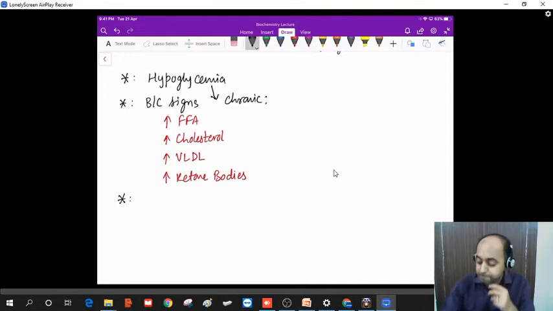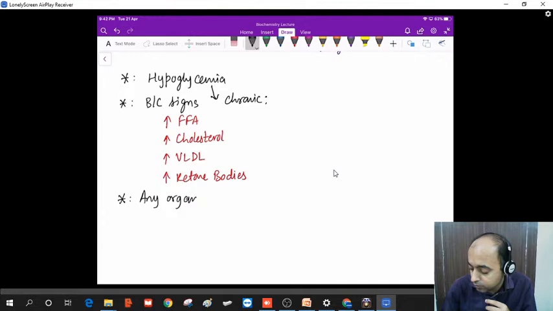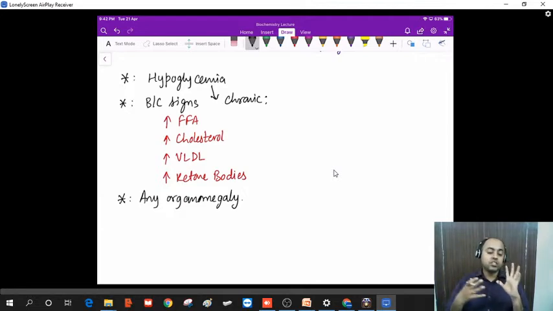And third one, at least one organomegaly must be described. Whether it is abnormal facies, or enlargement of the liver, the kidney, the muscle, at least one organ enlargement must be there. If you find these three things, then you start suspecting the glycogen storage disorder. But how to distinguish between the different glycogen storage disorders?